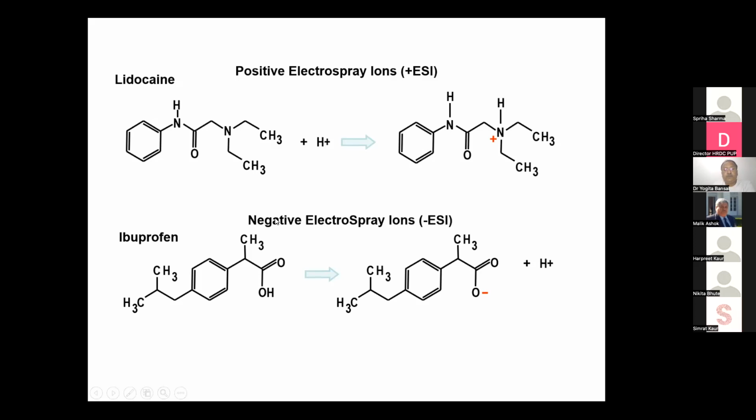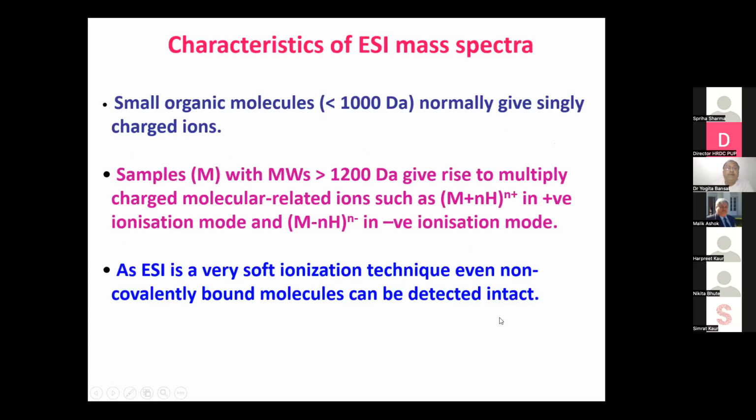It can also work in negative ionization mode, or negative electrospray mode, particularly for acidic molecules, for example ibuprofen, which has an OH, an acidic proton. So this acidic hydrogen is removed and it is converted to a negatively charged ion. So it is detected as M minus H. So these are how the molecules are ionized with the help of the electrospray ionization technique.